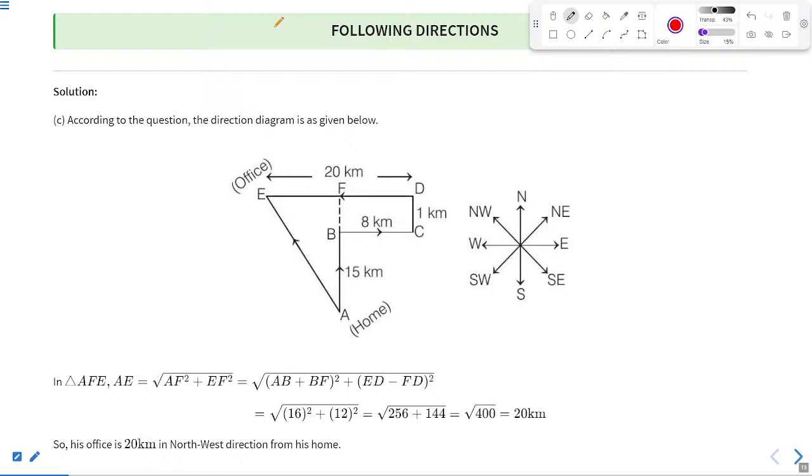So he's moved a total of 16 kilometers north and 20 minus 8, which is 12 kilometers west. So forming a triangle, we get that the hypotenuse, the shortest distance, is square root of 16 square plus 12 square, which is 20 kilometers. So the answer is 20 kilometers in the northwest direction.